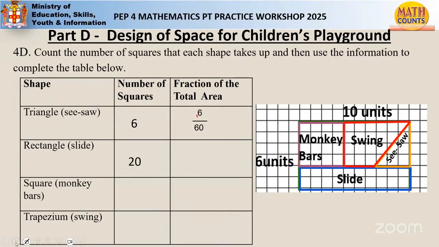And how do we represent that as a fraction of the total area? 20 over 60. 20 upon 60. Is there a simpler way for us to write that? Can we write that in a simpler form? 1 over 3. Remember you said 20 upon 60.